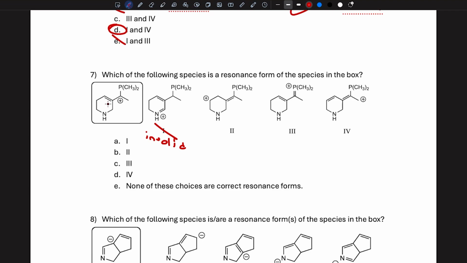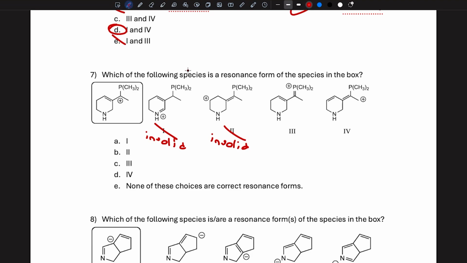Our next structure is going to have a positive formal charge somehow on this carbon. How did that happen? Well, we can see that this double bond moved over here. But wouldn't that mean that the positive charge would form over here? How did we form the positive charge on the next carbon? That doesn't make sense at all. And so this is also invalid. How did we move that positive charge? Doesn't make sense at all.